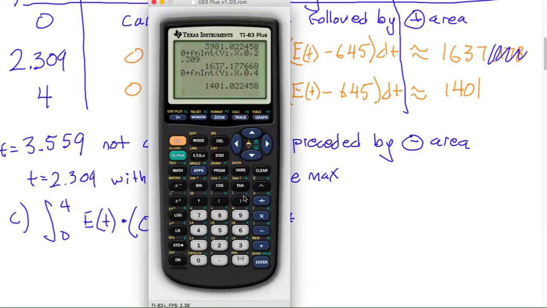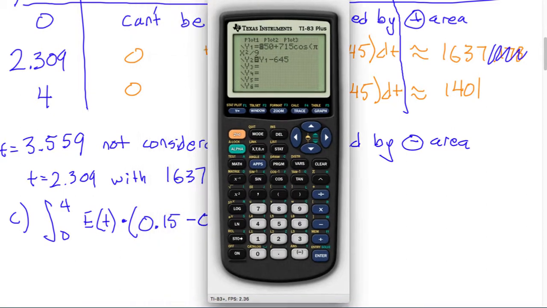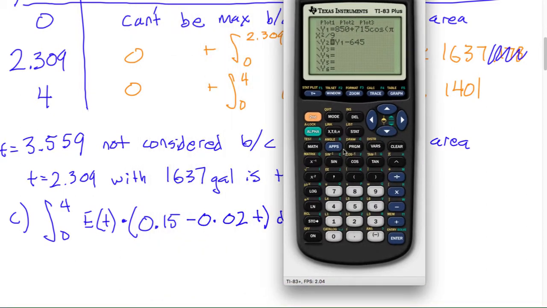Oh, boy. All right, so the fastest way to do this, I go to y equals. I'm going to come down here to my y3 variable. I'm going to do second, vars right, enter 1. What just happened here? Vars right, enter 1, y1. Times, and then I'm going to start my parentheses, 0.15 minus 0.02x. All right, so now this y3 function represents this E of t times 0.15 minus 0.02t.